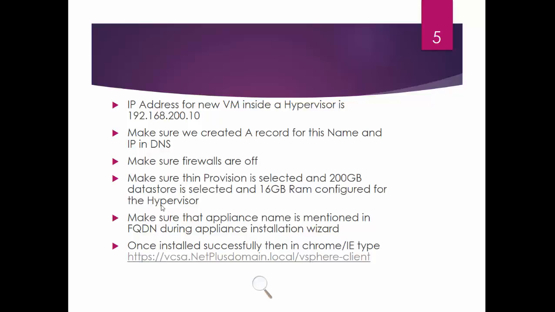The minimum vCSA will be installed on 8 GB. It requires 8 GB. So our hypervisor is right now configured on 4 GB, right? Our servers have enough RAM, so it's okay.